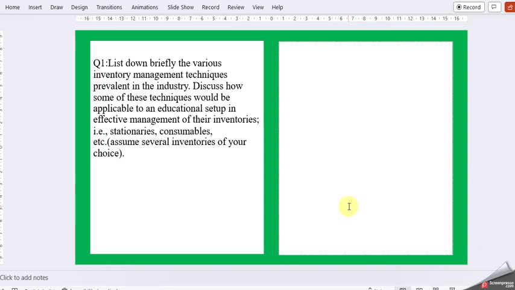List down briefly the various inventory management techniques prevalent in the industry. Discuss how some of these techniques would be applicable to an educational setup in effective management of their inventories. So in the education setup, we might have inventories like stationery and consumables, and you can assume on your own what different kinds of inventories will be available.